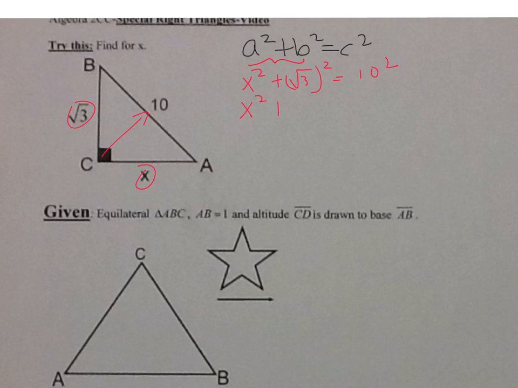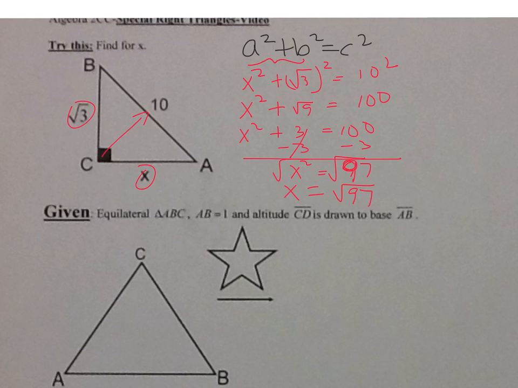So x squared plus radical 3, or the square root of 3 squared, is the square root of 9, equals 100. So x squared plus 3 is equal to 100, minus 3. X squared equals 97. Take the square root of both sides. We get x is equal to the square root of 97. Okay, so we will use this later.